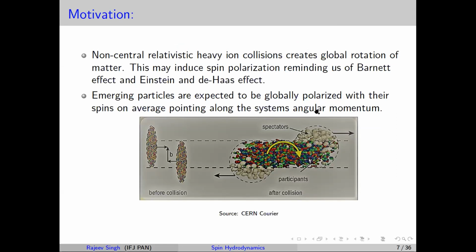Just like the previous speaker said, this looks like a pancake because of the Lorentz contraction, and this is the schematic plot of the non-central heavy ion collisions. These are called participants because they participate in the collisions, and these are called spectators, which do not participate in the collision. And when we study the spectators, we can find the average value of the angular momentum.